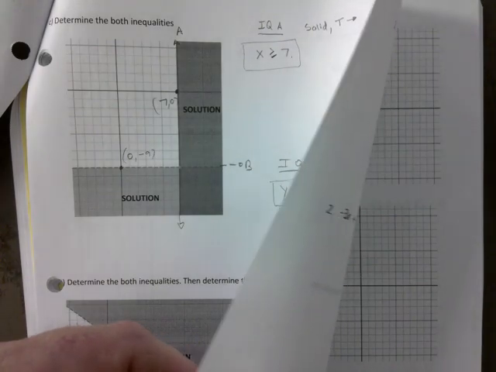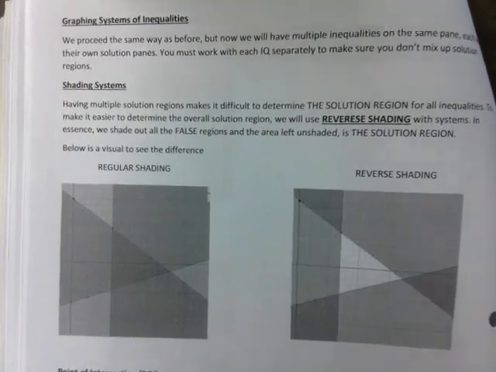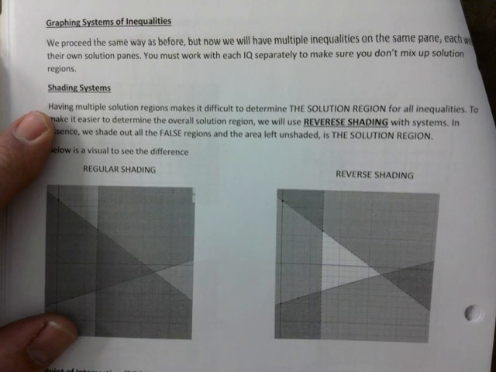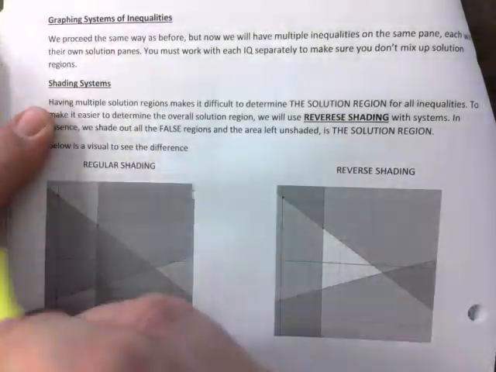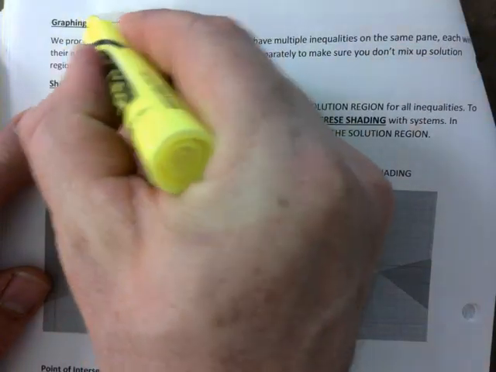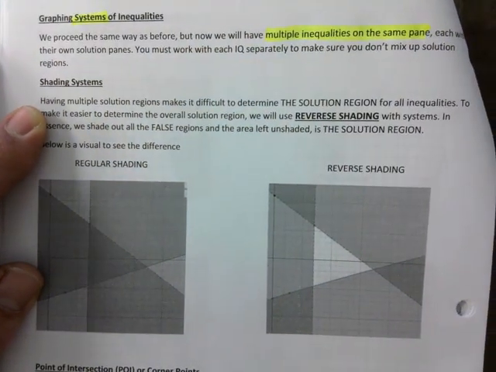So there we go. Let's go to page 29. Graphing systems. This is going to be the title of the lesson, but there's not going to be a whole lot, maybe 20 minutes worth of that. Graphing systems is the same as before, but you'll have multiple inequalities. If you have systems, you have multiple inequalities on the same plane, each with their own solution region.